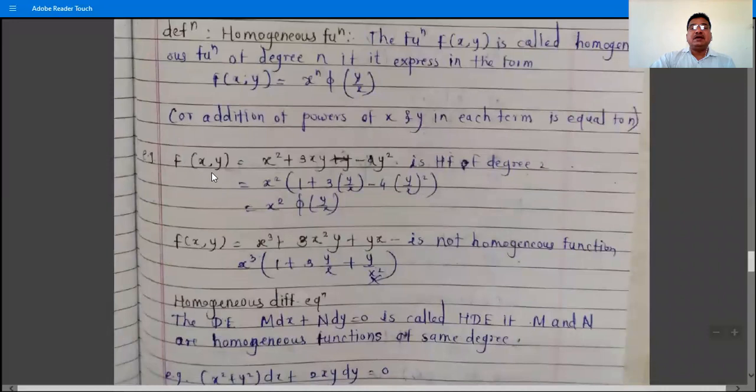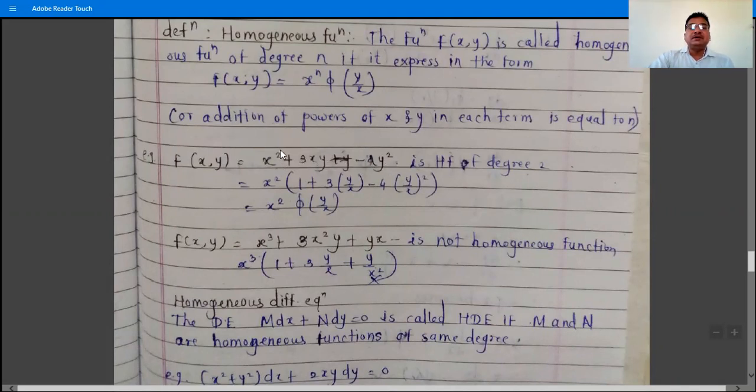For example, f(x, y) = x^2 + 3xy - 4y^2 is a homogeneous function of degree 2. So how can we verify that this is a homogeneous function of degree 2? If we observe, there are three terms. This x square is one term, 3xy is the second term, and minus 4y square is the third term. So there are three terms.